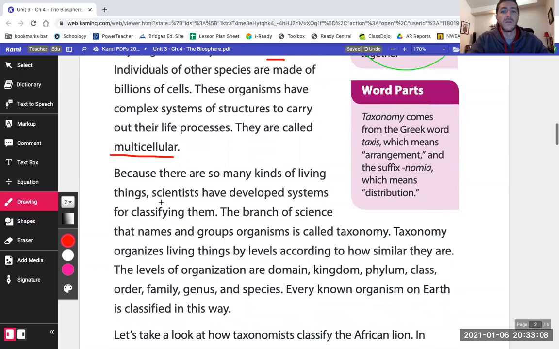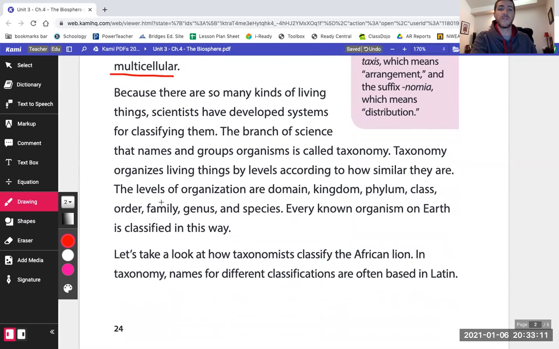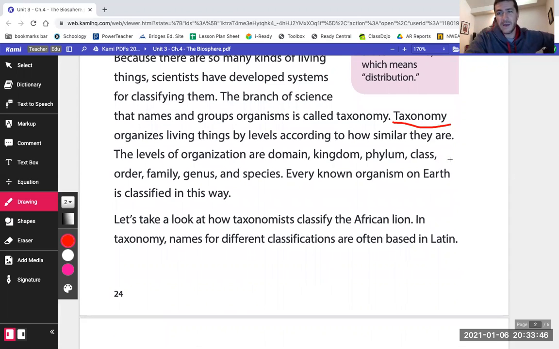Because there are so many kinds of living things, scientists have developed a system called taxonomy. Taxonomy organizes living things. I forgot to underline that one, don't yell at me. Taxonomy organizes living things by levels according to how similar they are to all the other ones that are kind of like it. The levels of organization are domain, kingdom, phylum, class, order, family, genus, and species. Every known organism on Earth is classified in one of these ways. Let's take a look at how taxonomists classify the African lion.